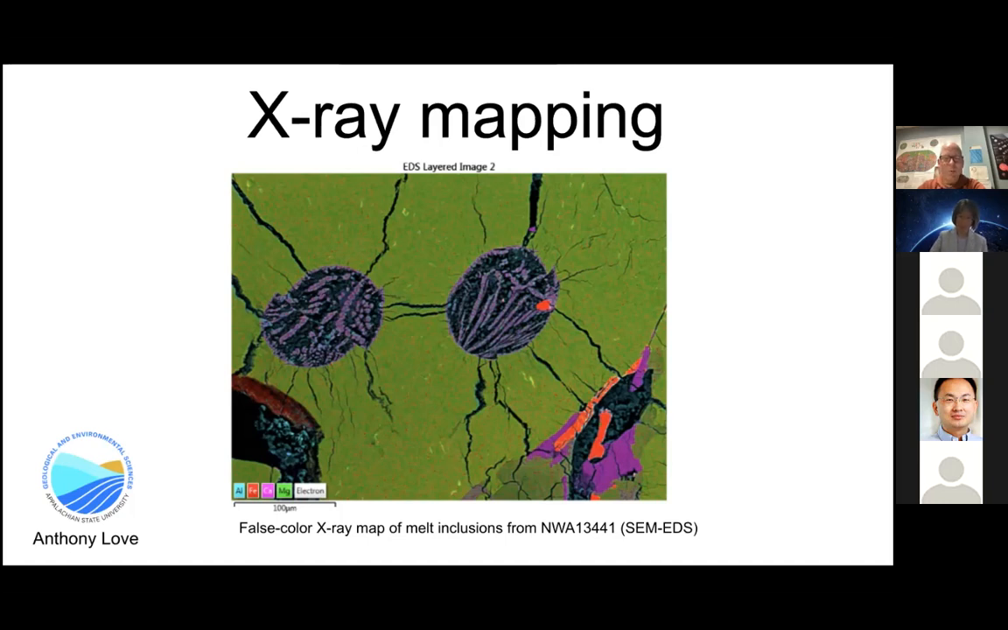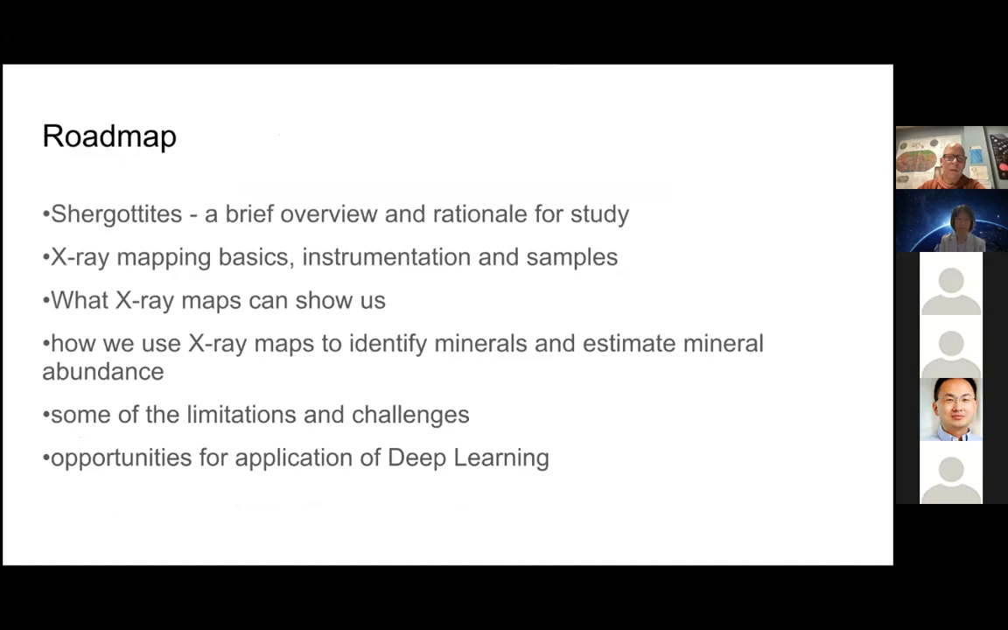And tonight, I was going to talk a little bit about the potential opportunities for using deep learning techniques to analyze and process X-ray maps that are made of shergotite meteorites. So as kind of a roadmap to show you what we'll be talking about tonight, I was going to give a brief overview of what shergotite meteorites are. Hopefully, some of you are familiar with these types of rocks. Talk a little bit about what they are and why it is geologists are interested in studying them.